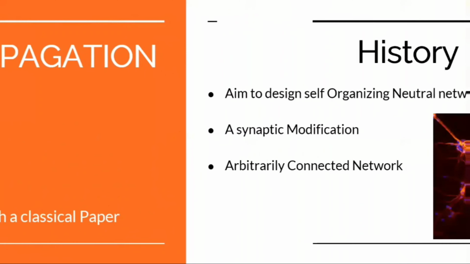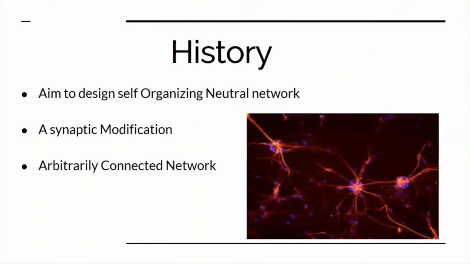Let's proceed. History. First, let me tell you how it all started. In the 1980s, scientists were trying to design a self-organizing neural network. Their basic aim was to create a synaptic modification in the neural network so that neurons can connect arbitrarily with each other to perform a specific or particular task.